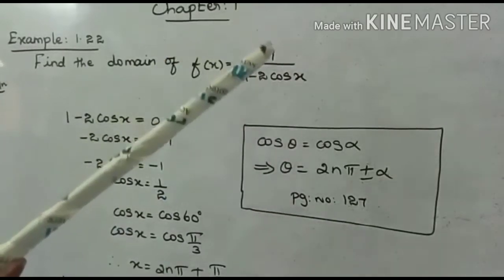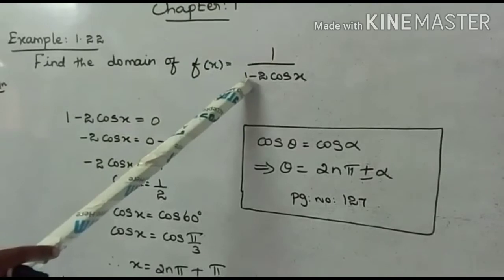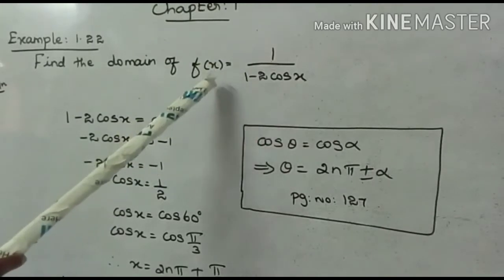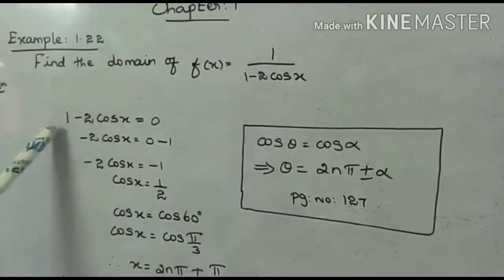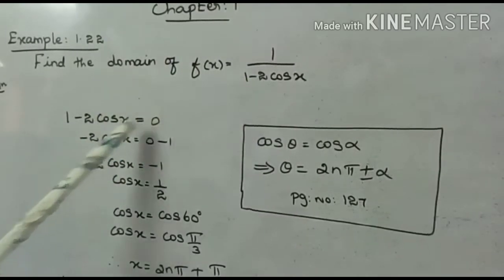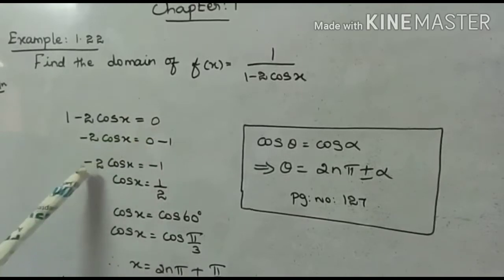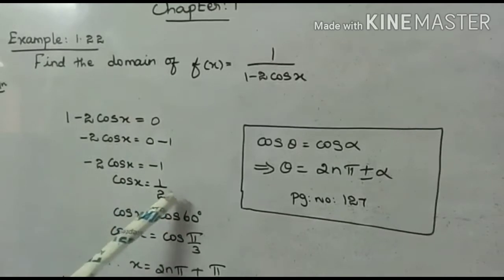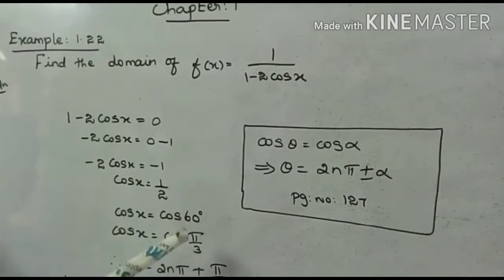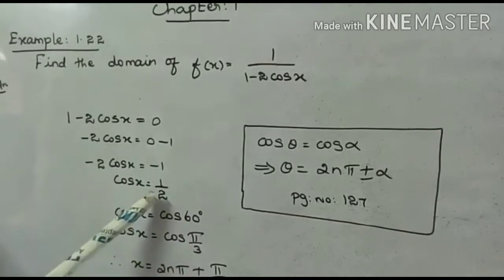But x belongs to R. If we include 0 in the denominator, we cannot find the answer; it is not defined. So consider 1 minus 2 cos x equal to 0. Then minus 2 cos x equal to minus 1, so cos x equal to 1 by 2. We already know the trigonometric table values, which you studied in the 10th standard. Cos 60 degree is 1 by 2.